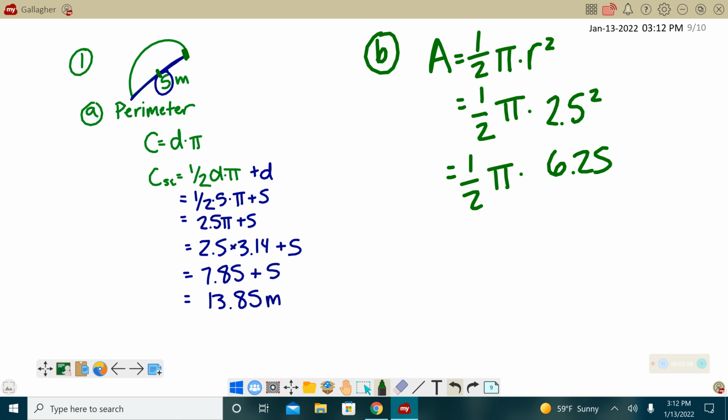And we're going to use pi approximated with 3.14. So we're going to do 6.25 times 3.14, and then we want half of that, which gives us 9.8125. And I don't think it tells us to round, so we are just going to leave it. And area is a two-dimensional shape, so it is squared.